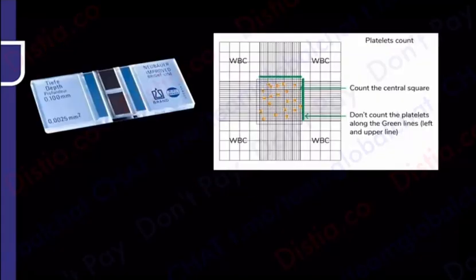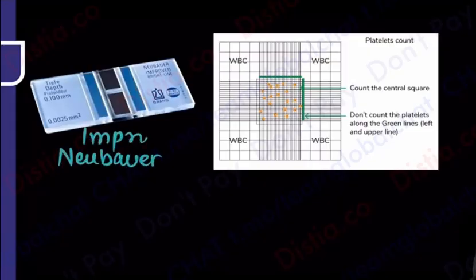Now starting with the last part of hematology, a quick study of these 2-3 spotters right in front of you. That is a spotter known as the Neubauer's chamber, and in fact now we don't call it the Neubauer chamber, we call it the improved Neubauer's chamber.